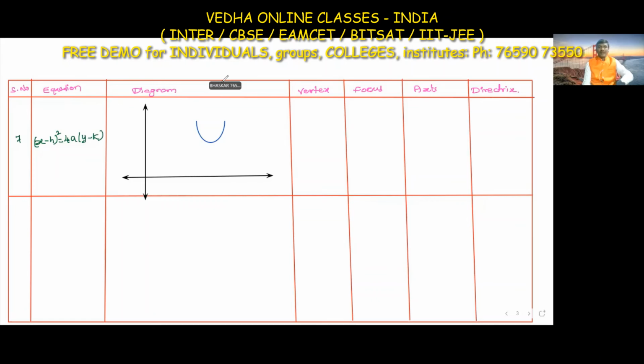Okay, and what about the axis? This is the axis of the parabola. Okay, and with the a units, we have the focus here. S is the focus here, and this is the vertex.